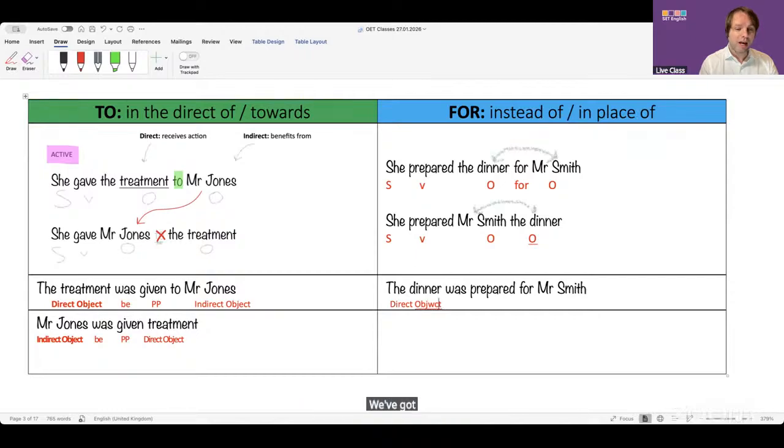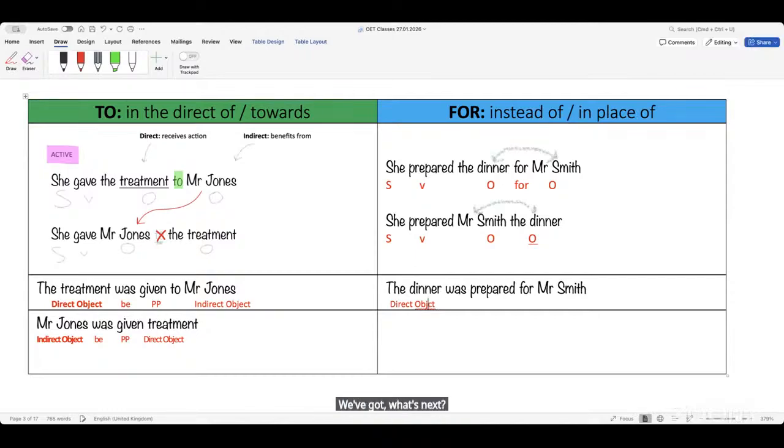What's next? Verb. Be verb always, and then PP, the past participle. And then the indirect object.